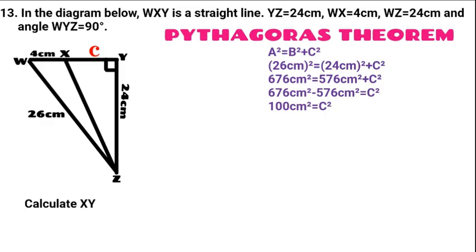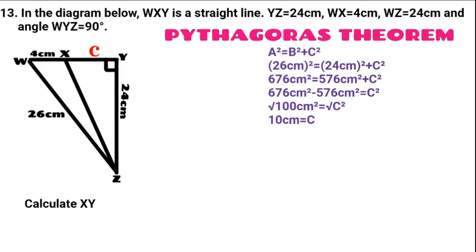Now remember, we want to find the value of c, which is wy. So what we're going to do is find the square root of these terms, the square root of 100 centimeters squared and of c squared. What is the square root of 100 centimeters squared? It is 10 centimeters, which will be equal to the square root of c squared, which is c. So we're going to write c there. Now 10 centimeters is equal to c.